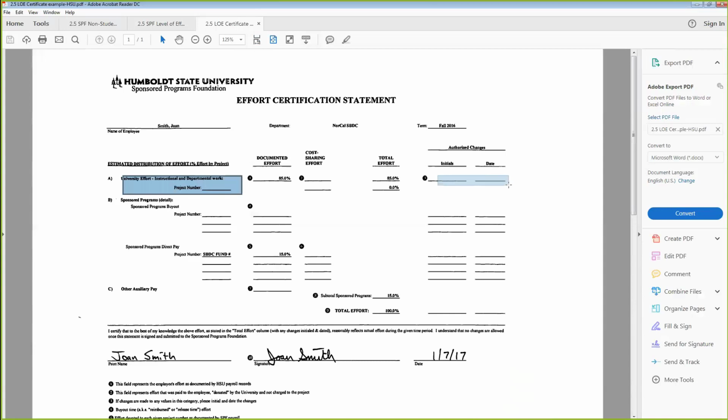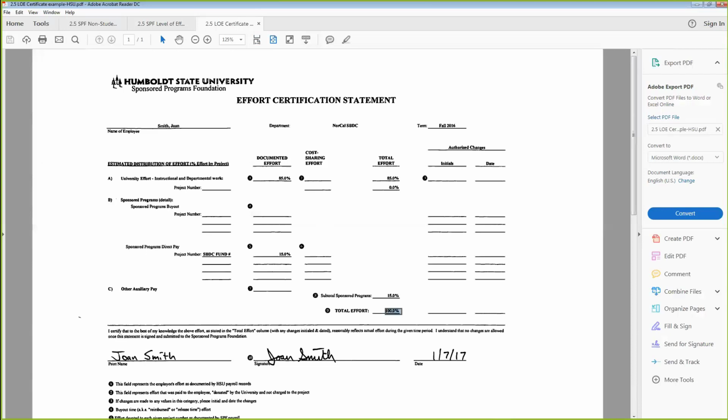So authorized changes, okay. That would just be if there was an adjustment to it. So that would be for the university effort, here. And then sponsored programs, which is what our grants are covered by, would be under this area, and you'd put the project numbers there. And then there's the option of sponsored programs direct pay. So I guess the buyout option versus the direct pay option. And that's going to add up to 100%. So 85 and 15% is going to add up to 100% right there.